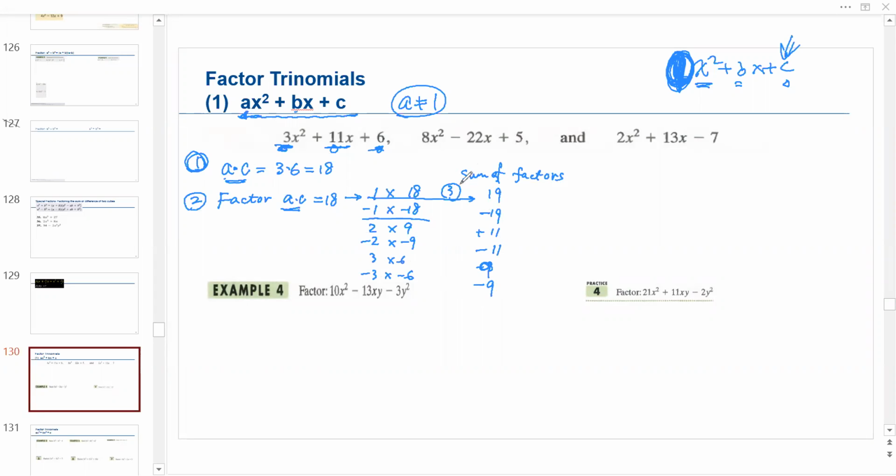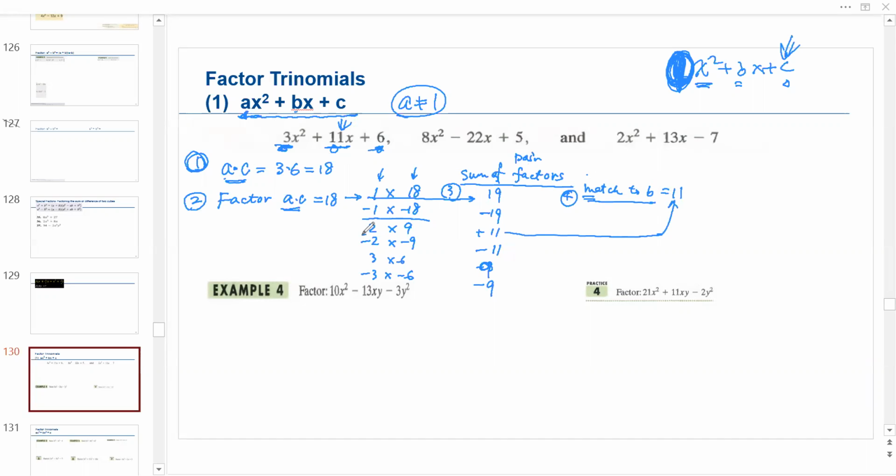Pairs of factors, sum of pairs of factors. We find each of the pairs, right? And number 4, find which one matches B. Find the sum of this one that can match B. The B here is 11, right? So which one matches? Actually, this one matches 11.